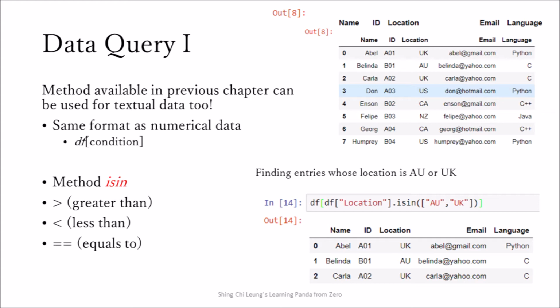Here I show you one example of how to use the method isin to do the query. We first type df square bracket, inside the square bracket, the condition, and we want to find the entries where the location is either AU or UK. So we write df column location dot isin, and then we pass a list containing two elements, AU and UK, as argument. And then Pandas returns 3 entries. We may immediately compare it with the original data frame and confirm that it is the correct answer.